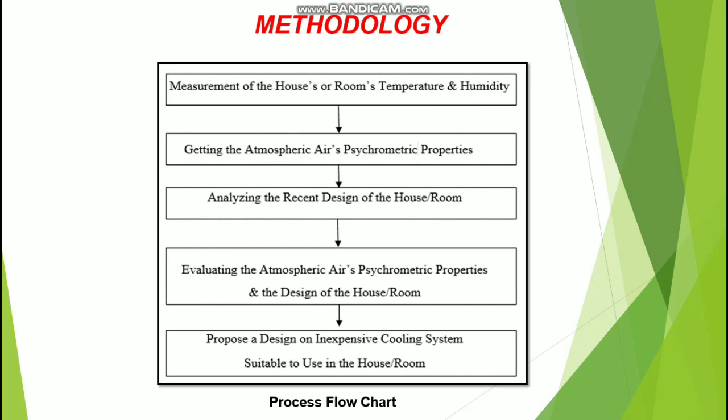So for the methodology, this is the process flow chart. So the process flow chart provides the workflow of all the tasks and procedures involved during the process. So this involves measurement of the house or room's temperature and humidity, then getting the atmospheric air psychrometric properties, then analyzing the recent design of the house or room, then evaluating the atmospheric air psychrometric properties and the design of the house or room, then proposing a design of an inexpensive cooling system suitable to use in the house or room.